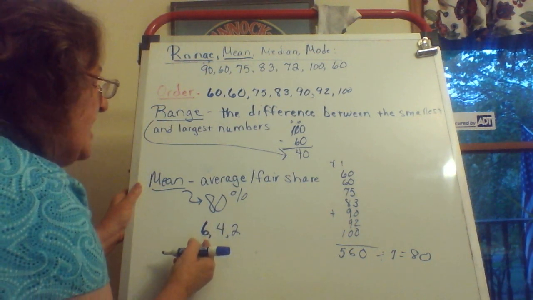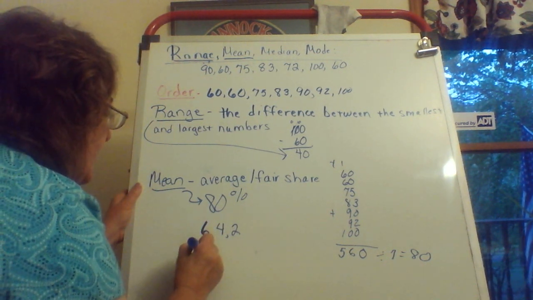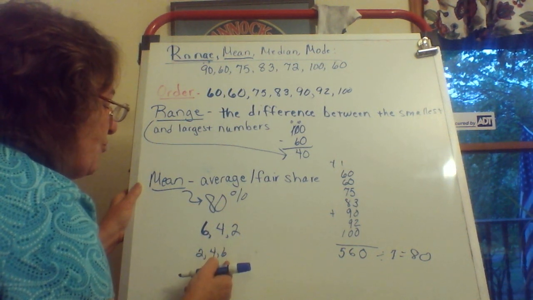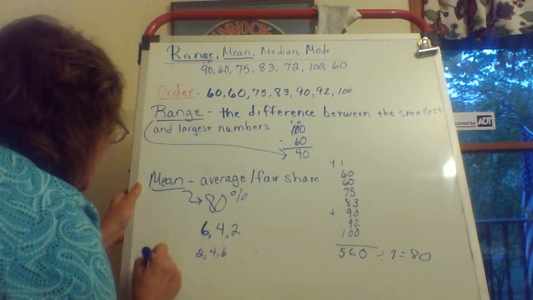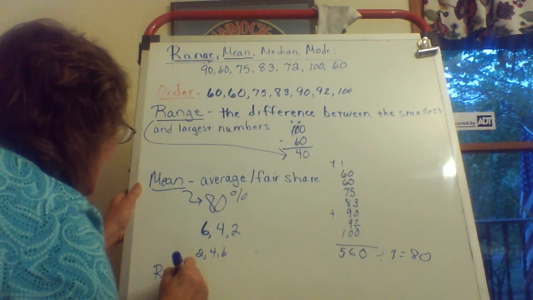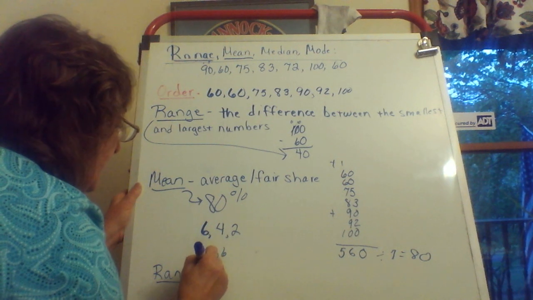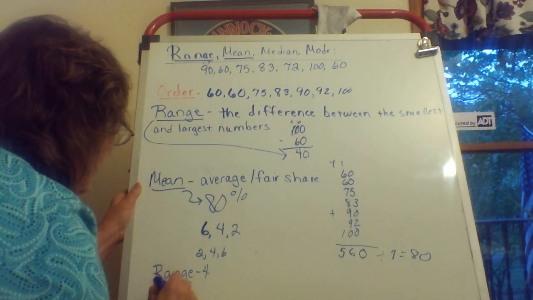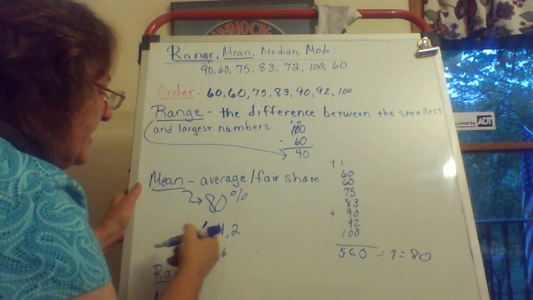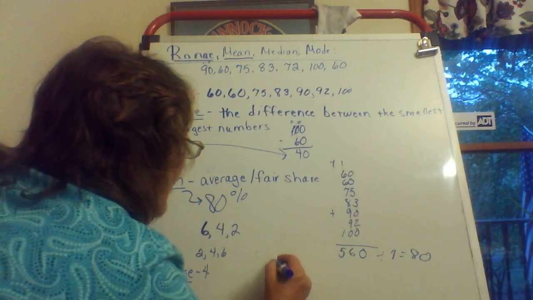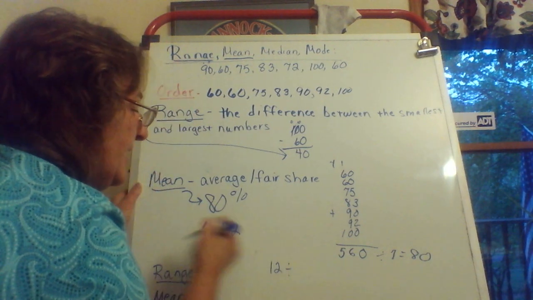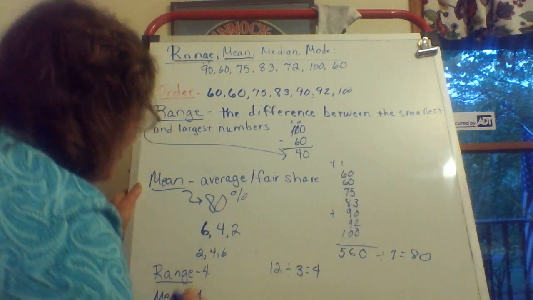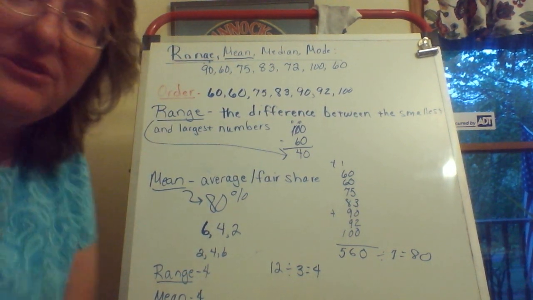Those are simple numbers. To get the range, we put it in order. We have a 2, a 4, and a 6. And then we subtract 6 and 2. And so the range for those 3 numbers is going to be, actually it's going to be 4. And then if you want to get the mean, we add up those 3 numbers, which we can do mentally. That gives us 12. And 12 divided by however many there are, 3, that equals 4 as well. So your range and your mean end up happening to be the same.